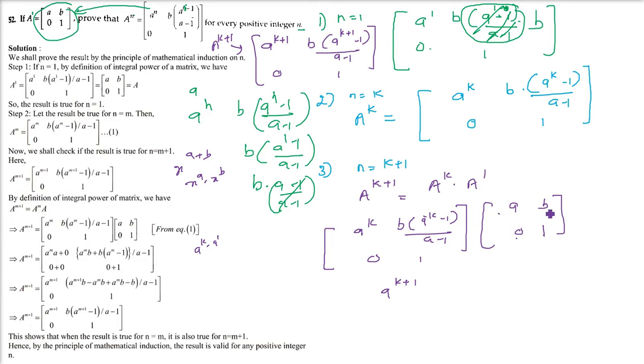Now this row again with this column. So a raised k into b plus this same thing because it is multiplied by 1. So just write it here. A to the power k minus 1 divided by a minus 1.